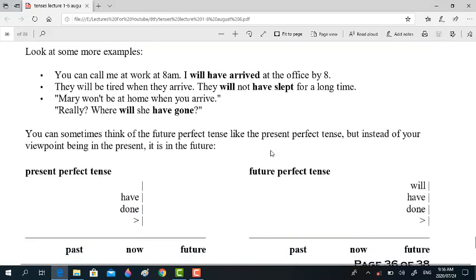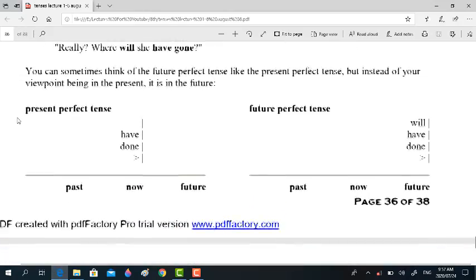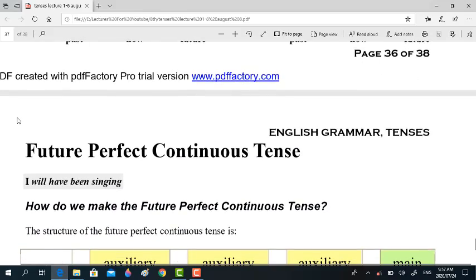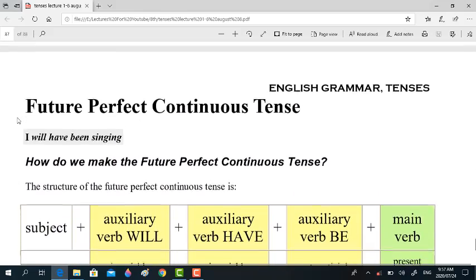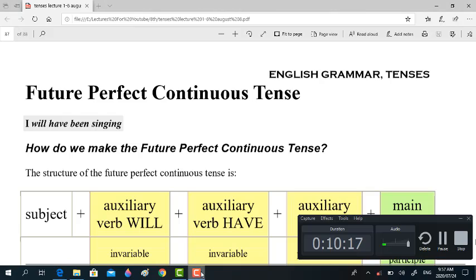You can sometimes think of the future perfect tense like the present perfect tense, but with your viewpoint not being in the present. But again, skip it, because it's just to confuse you, and we do not want you to be confused, right? And you have to make 5 sentences from the future perfect tense, with different verbs and different subjects, right?